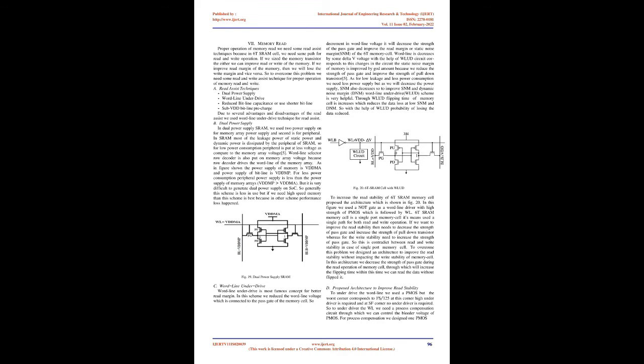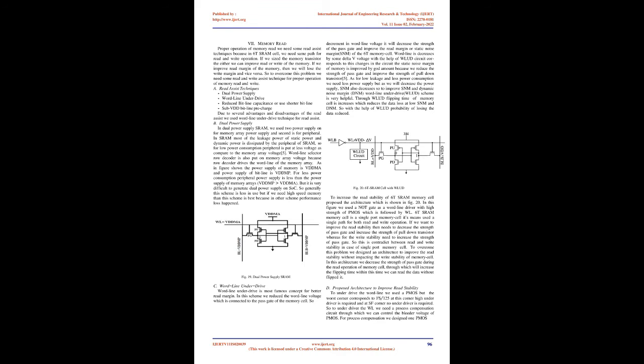In this figure we used a NOT gate as a word line driver with a high-strength PMOS, followed by the WL 6T-SRAM memory cell, which is a single-port memory cell. It means it uses a single path for both read and write operations. To improve the read stability, we need to decrease the strength of the pass gate and increase the strength of the pull-down transistor, whereas for write stability we need to increase the strength of the pass gate. So there is a contradiction between read and write stability in a single-port memory cell.